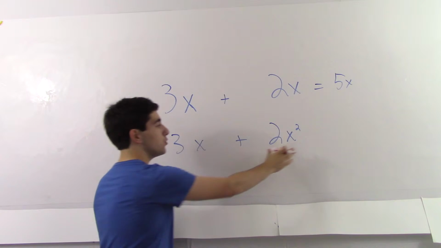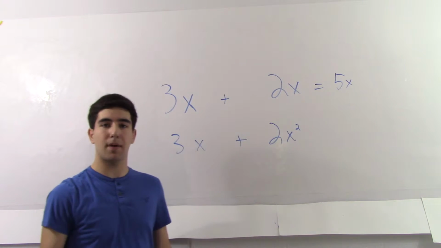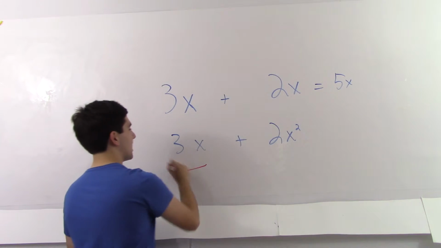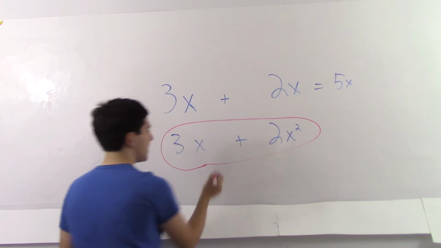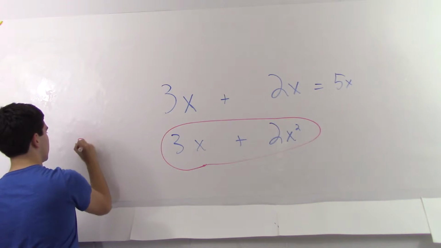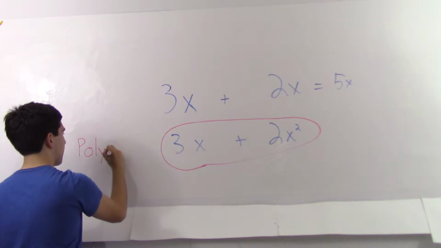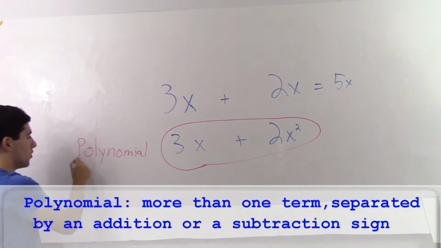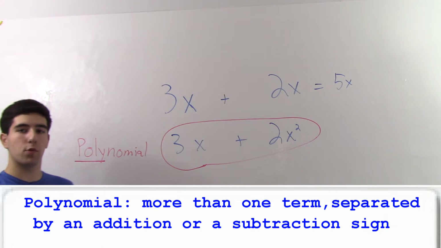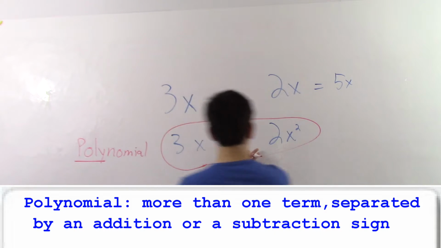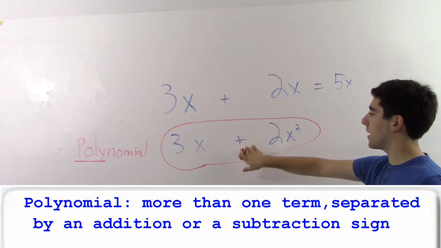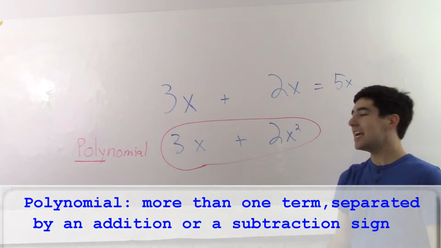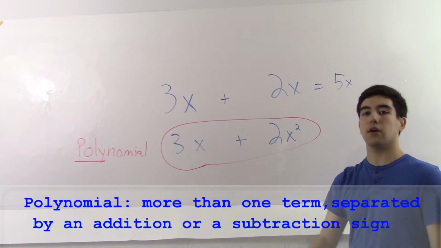Now, since these two terms are different and can't be combined, they are going to stay that way as two separate terms. This is known as a polynomial. Notice how it has the root poly, which refers to more than one. Anytime you have two unlike terms separated by an addition or a subtraction sign, it's going to stay that way and is referred to as a polynomial.